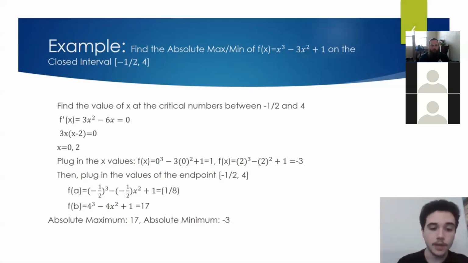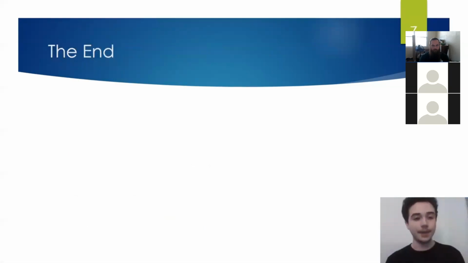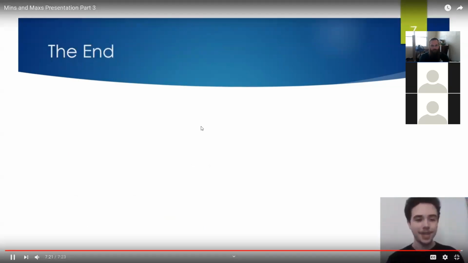And right, so there's just a little bit of typos. We look for the highest number and we look for the lowest number. We get an absolute maximum of 17 and an absolute minimum of -3. And that's about it for my student teaching lesson. So thank you guys so much for watching.